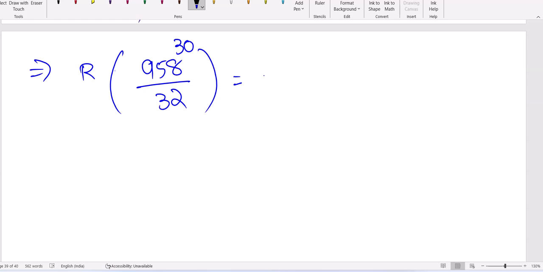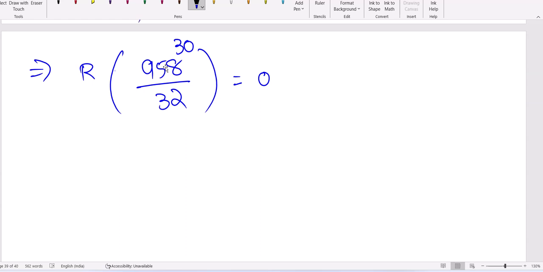It will be divided by 32 for sure, because 958 is an even number, 2 into something. I can write 2 into something power 30. 2 power 30 is definitely divided by 32, because 32 means 2 power 5. The remainder is 0. This question is closed without even starting.